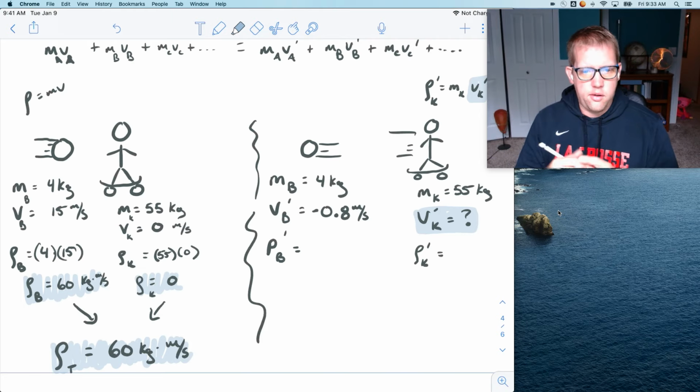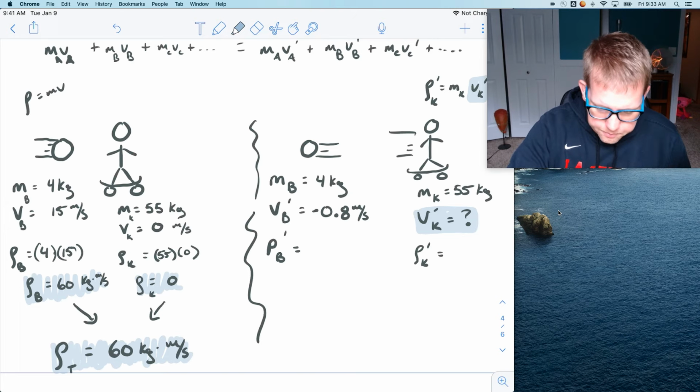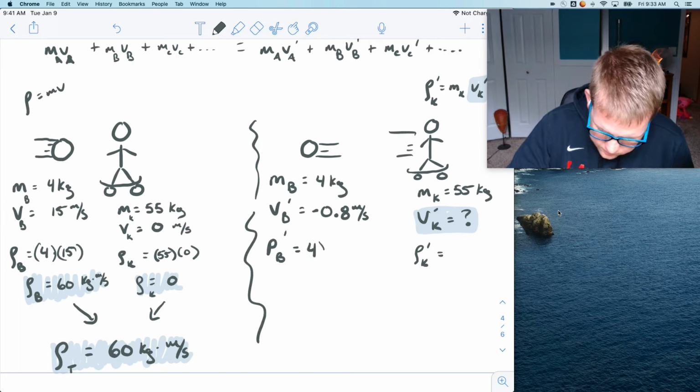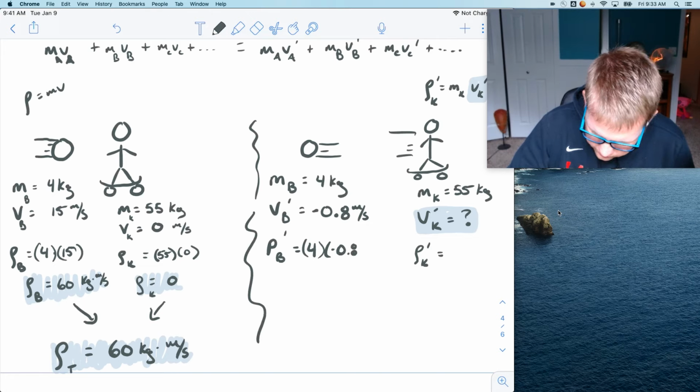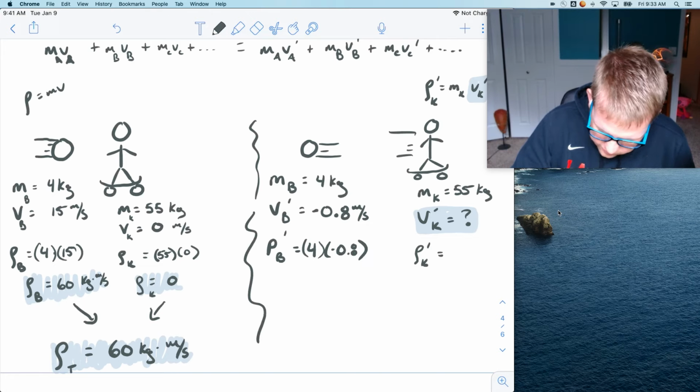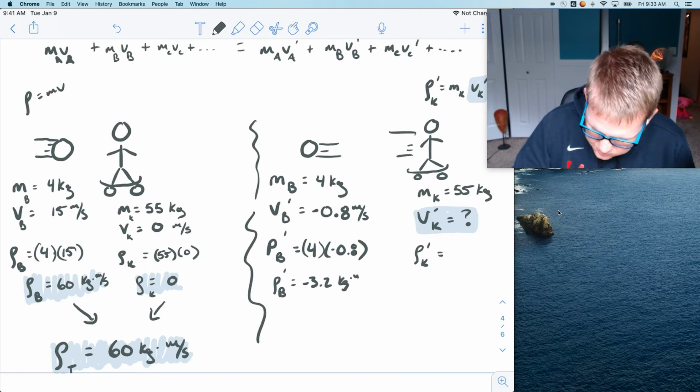What is the momentum of the ball after? So it's going to be 4 times negative 0.8. And if you run that into your calculator, you get that the momentum of the ball afterwards is, very good, negative 3.2 kilograms times meters per second.